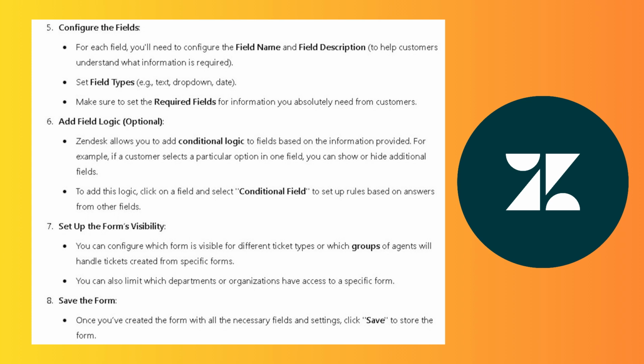Zendesk allows you to add conditional logic to your form based on the information provided. For example, if a customer selects a particular option in one field, you can show or hide additional fields. This can be added. Click on the field and select Conditional Field to set up this rule based on its answer with other forms. Once you've created the form with all necessary fields, click Settings and click Save to store the form.